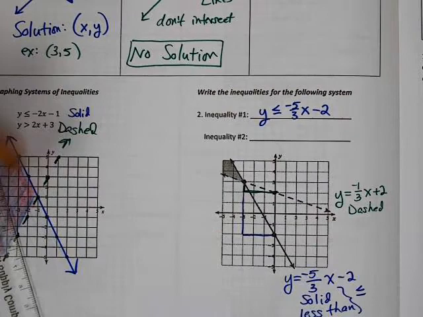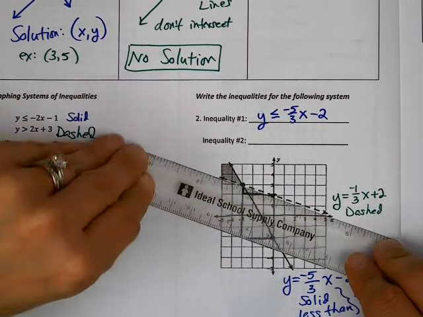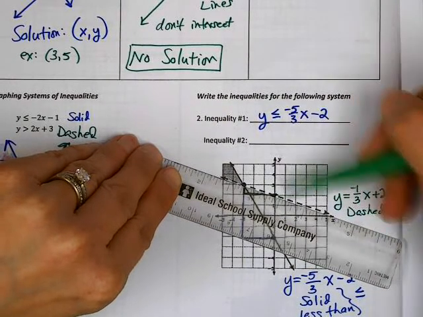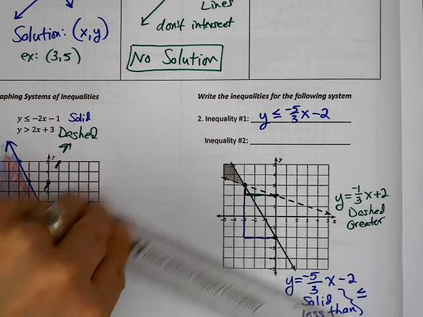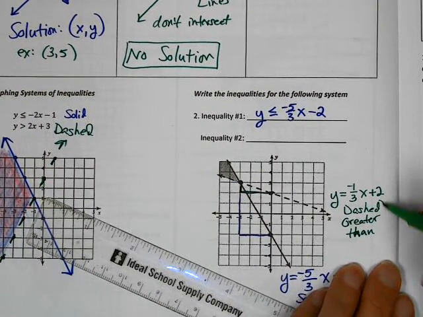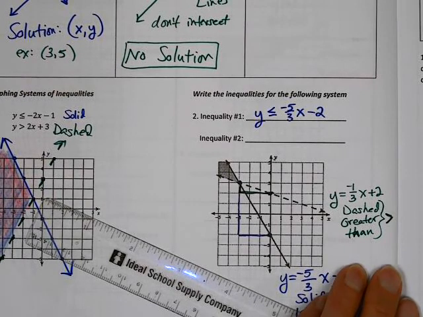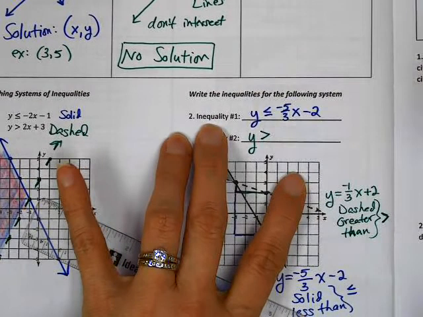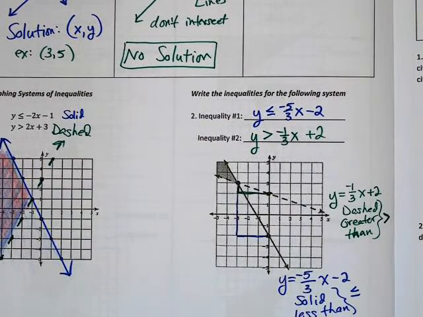And which way did they shade? Did they shade below the line or above the dashed line? And it's definitely above the dashed line. So this is going to be greater than. How are we going to do a dashed greater than? That would be just the greater than symbol, no equal sign. Let's put it in there and be done. Y is greater than negative 1/3 x plus 2.